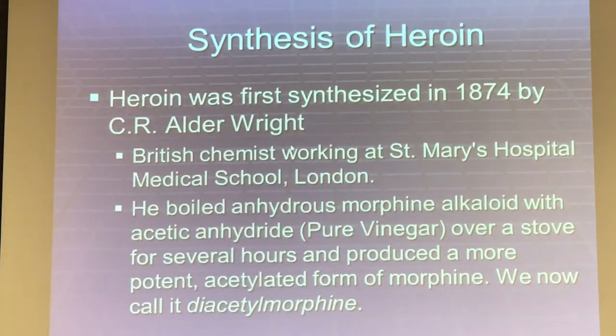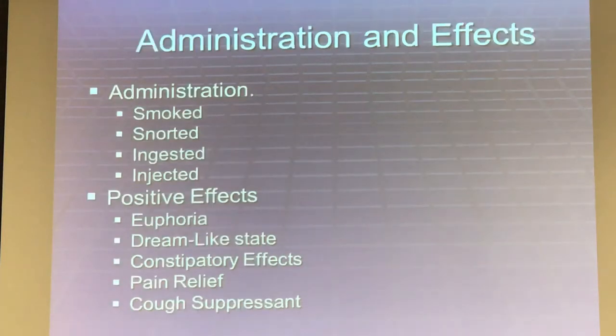Heroin was first synthesized in 1874 by a British chemist working at St. Mary's Hospital named C. R. Alder Wright. He boiled morphine with pure vinegar on a stove for several hours and produced heroin.